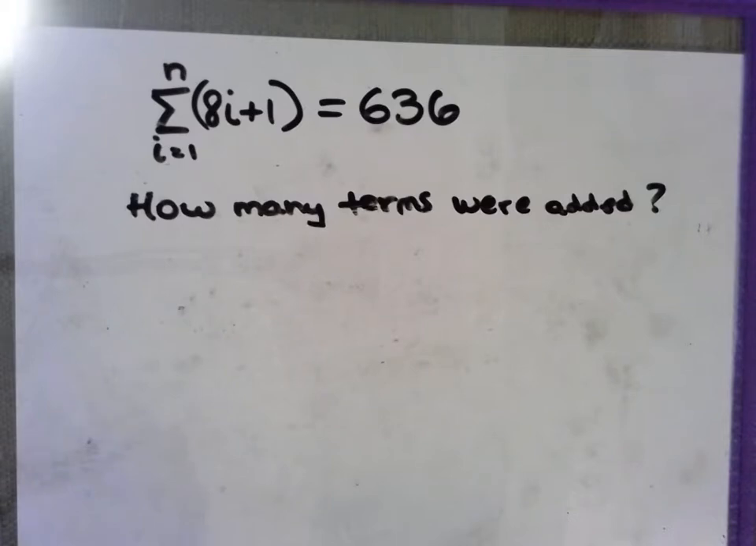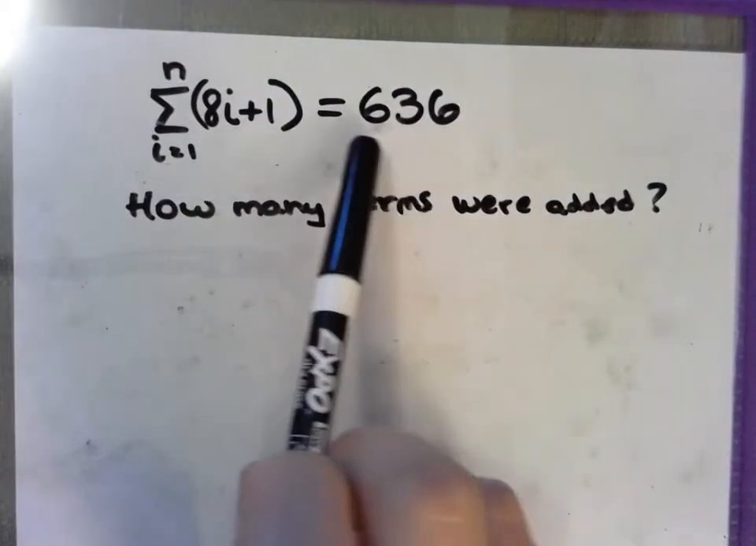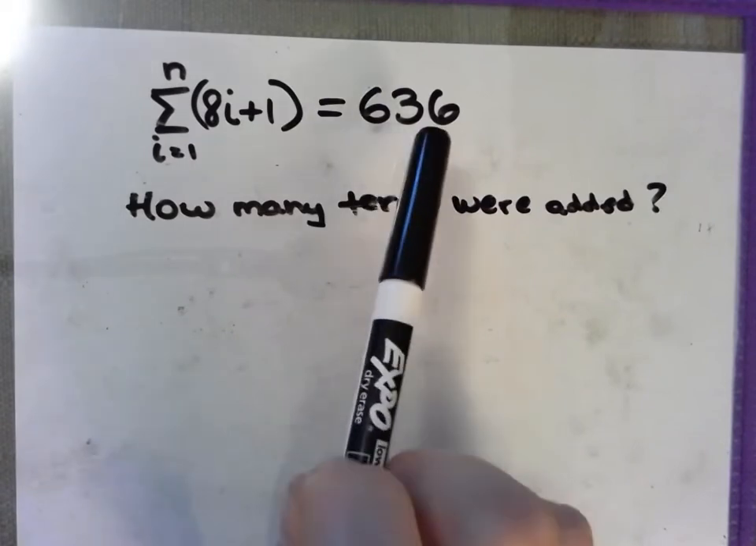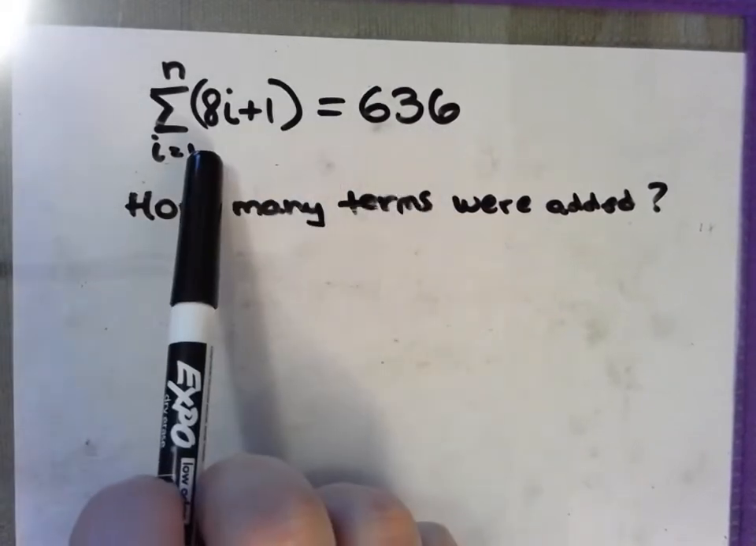We have a sigma notation, which means we're adding together a partial sum of a series with a formula for the nth term, which is 8n plus 1. I'm saying the nth term because I don't know the location of the term, but any term can be found by using this explicit formula here. And it says it equals 636. Now, this term does not equal 636. So what does 636 represent? It represents the partial sum of the series.